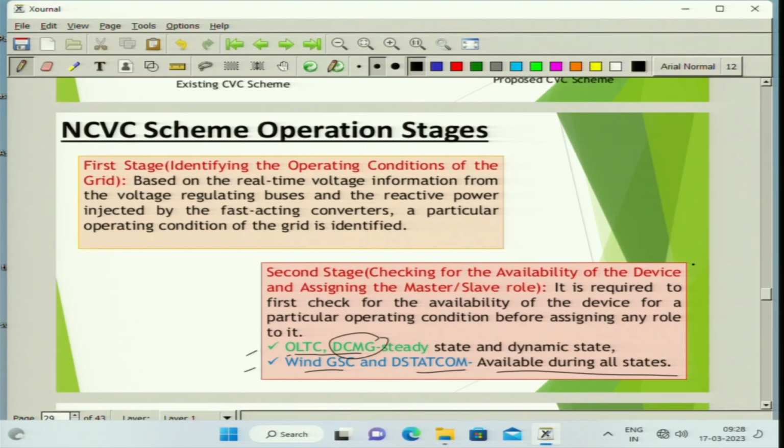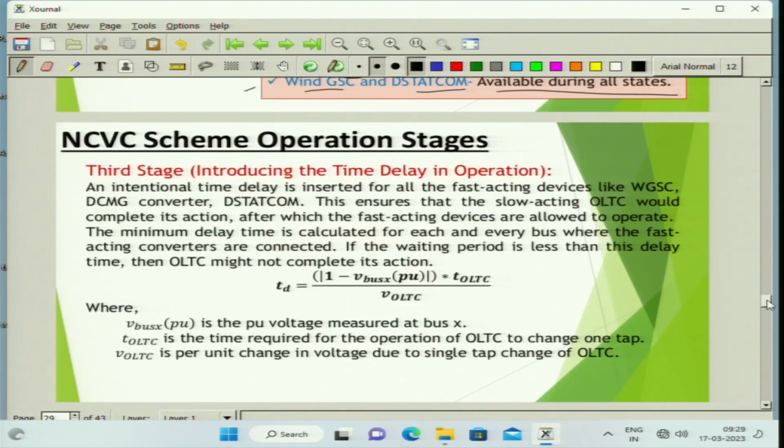Now the third stage is the very critical stage, that is, introducing the time delay in operation. An intentional time delay is inserted for all the fast acting devices like the wind grid side converter, DC microgrid converter and D-STATCOM. This ensures that the slow acting OLTC completes its action, after which the fast acting devices are allowed to operate. The minimum delay time is calculated for each and every bus where the fast acting converters are connected.